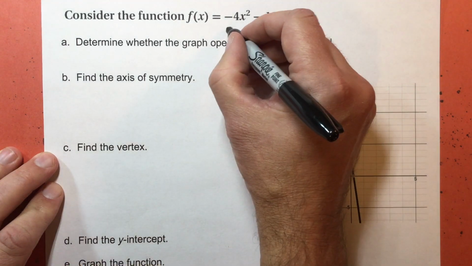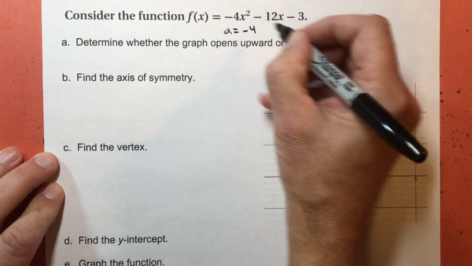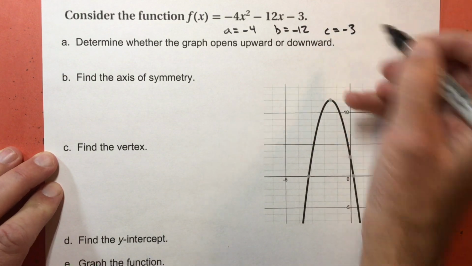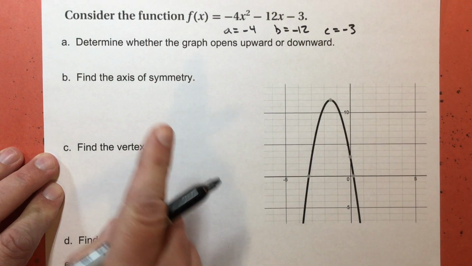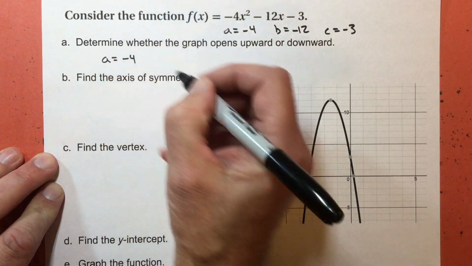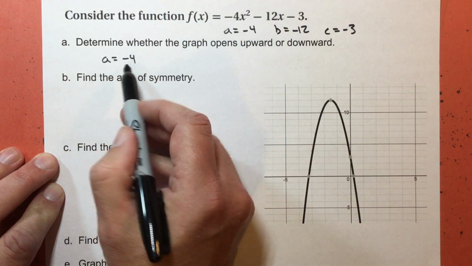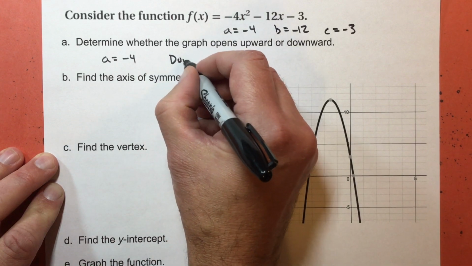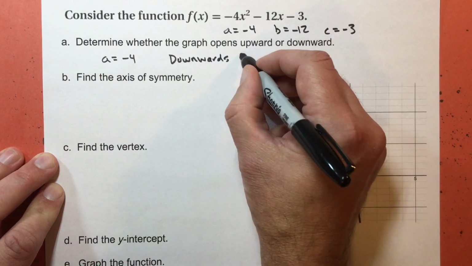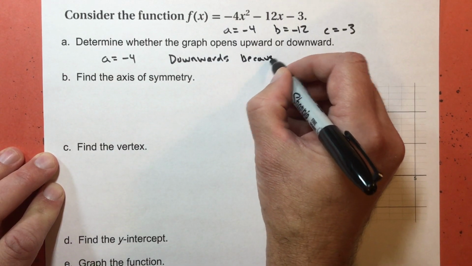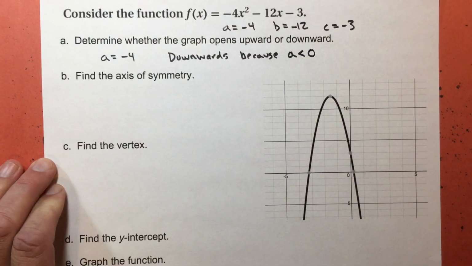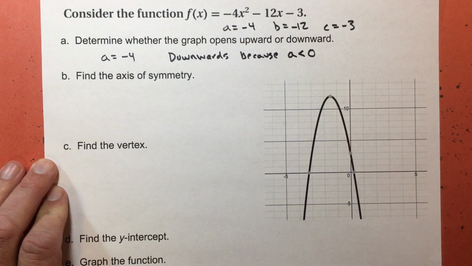Okay? My a is negative 4. My b is negative 12, and my c is negative 3. Does it open upwards or downwards? The a value is negative 4. Since that's negative, this opens downwards because a is negative. And if you look at the graph, it looks like a frowny face. Okay?